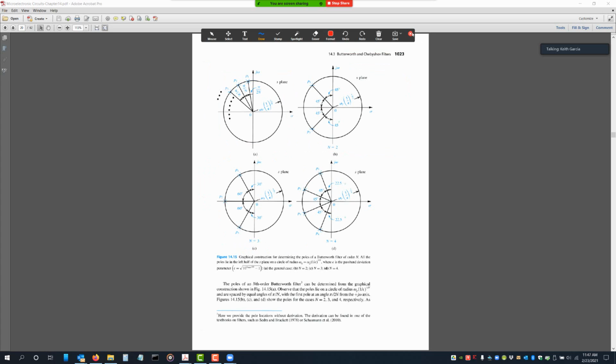Dr. Hernandez? Yes. Would it be helpful to generate these pole graphs for the project? Yes. Okay, thank you. That'd be great.